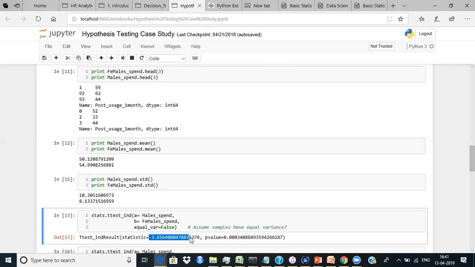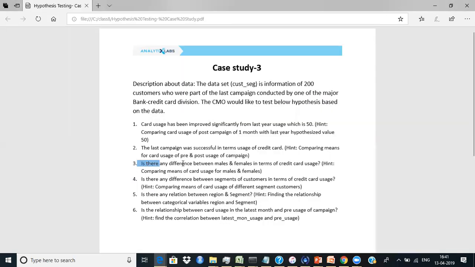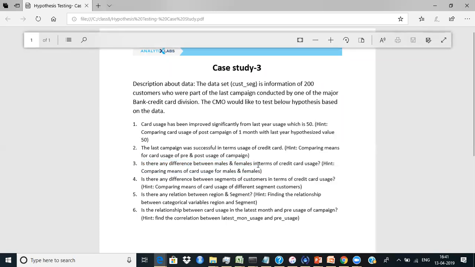Clear? Sir, I'm not able to understand how we are saying that we are doing one-tail test and two-tail test here. Okay, so look at this statement. What does this statement say? Statement says, is there any difference between male and female usage? What they just want to understand is whether male and female usage are equal or not equal. So this becomes a two-tail test. In the previous case, it was one tail because they wanted to understand whether the usage has increased.